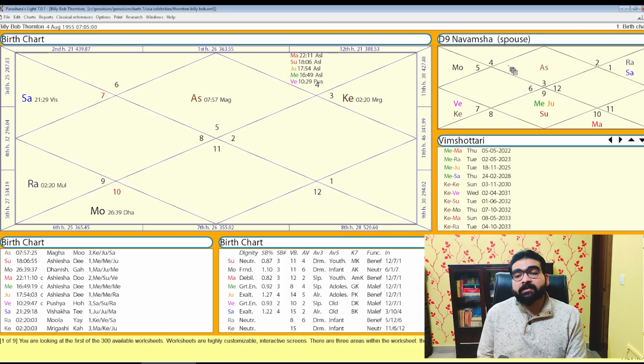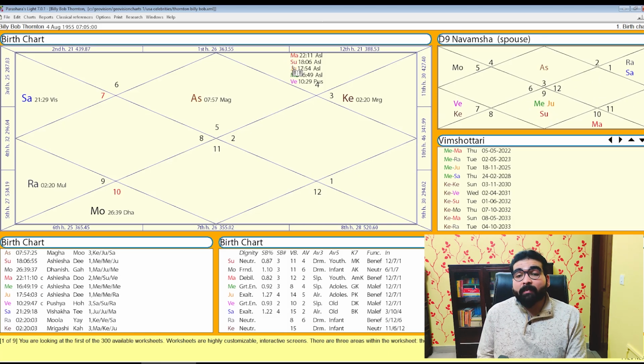Then the 2nd, 7th or 12th Lord must be placed in the 3rd, 6th, 10th or 11th house. So the 2nd Lord is in the 3rd house. So what does it show? Yogas for multiple marriages are there, but none of them will survive.